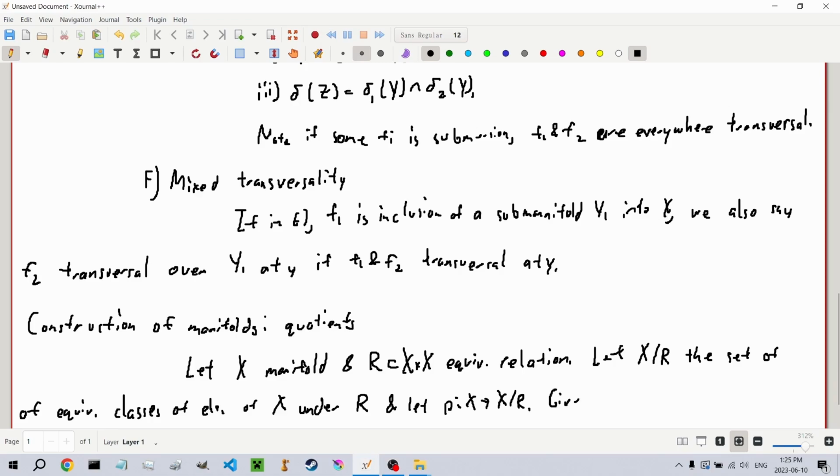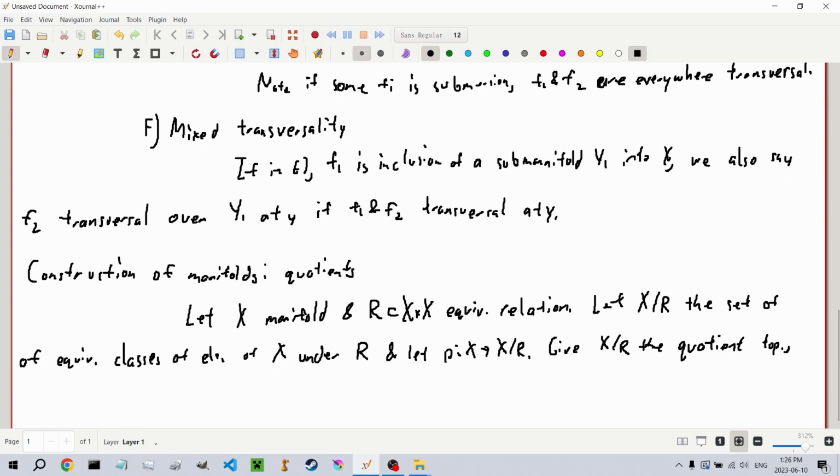So give X over R the quotient topology, which, as we recall, is where a set U bar in X over R is said to be open if the inverse image of U bar under the projection is open in X.